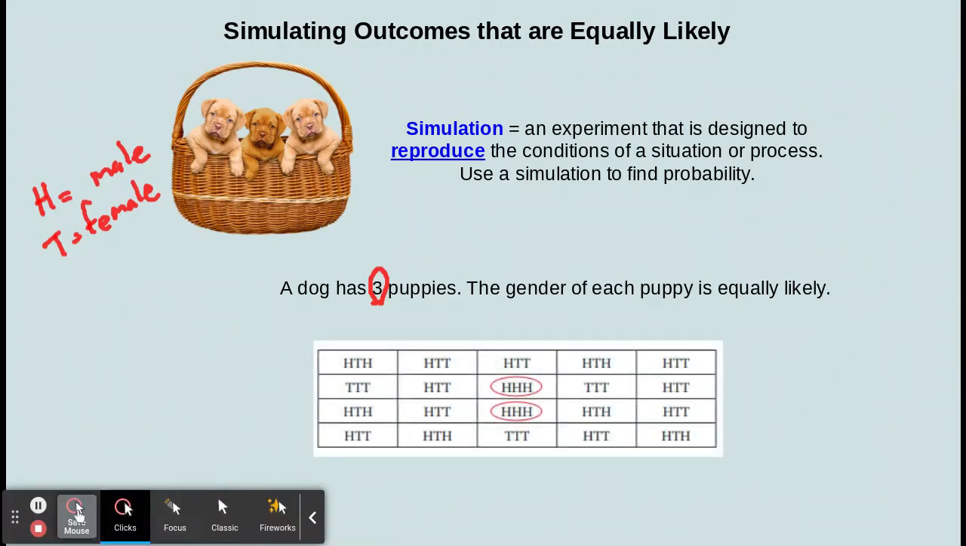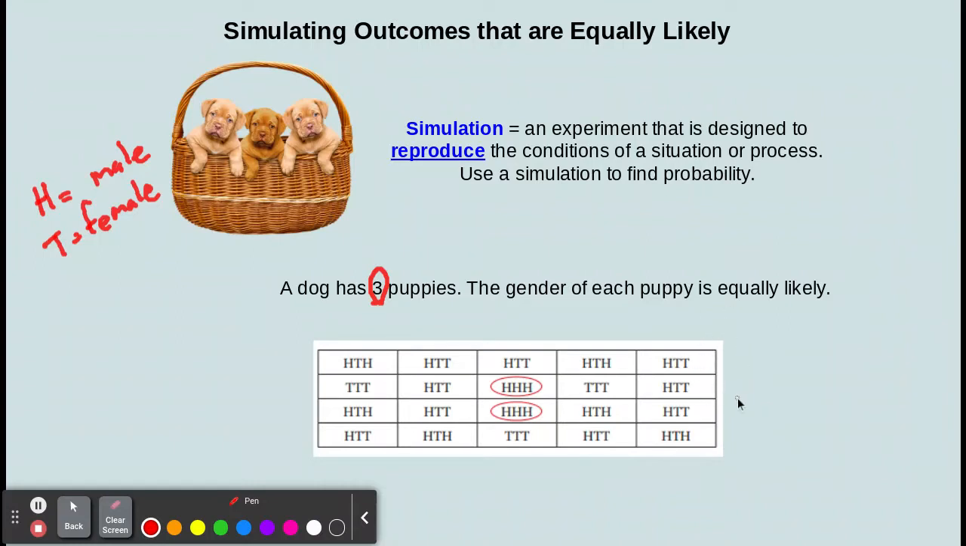So for instance, here, trial 1, we flipped 3 coins and we got heads, tails, heads. Okay, trial 2, we flipped 3 coins and we got heads, tails, tails, right? Okay, so this is our simulation of a mom dog having 3 puppies 20 different times. Obviously we're not going to do that in real life, so that's why we create a simulation.